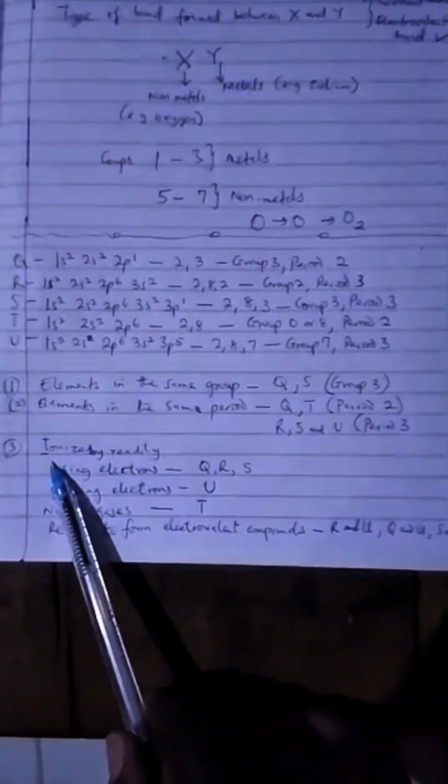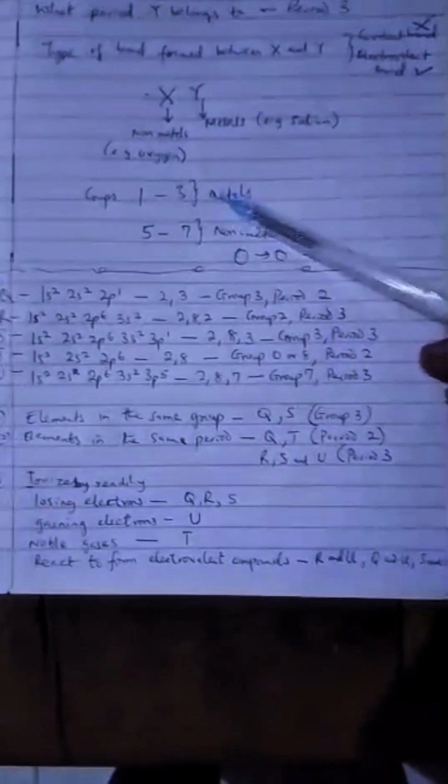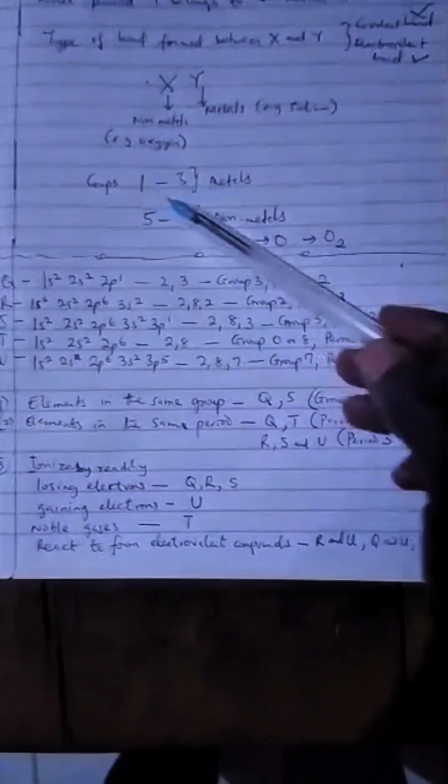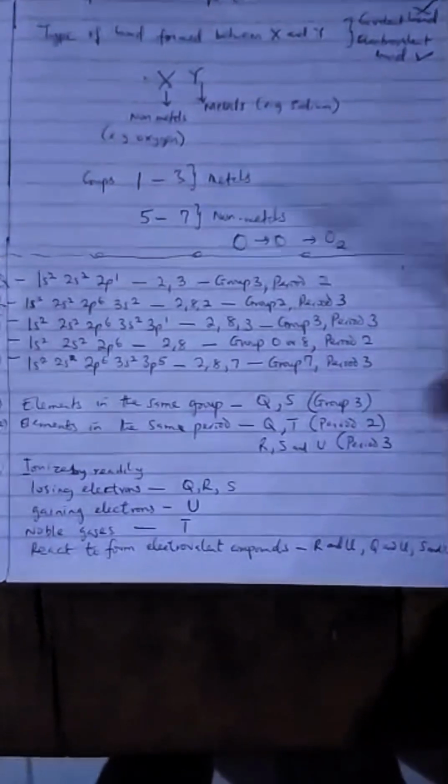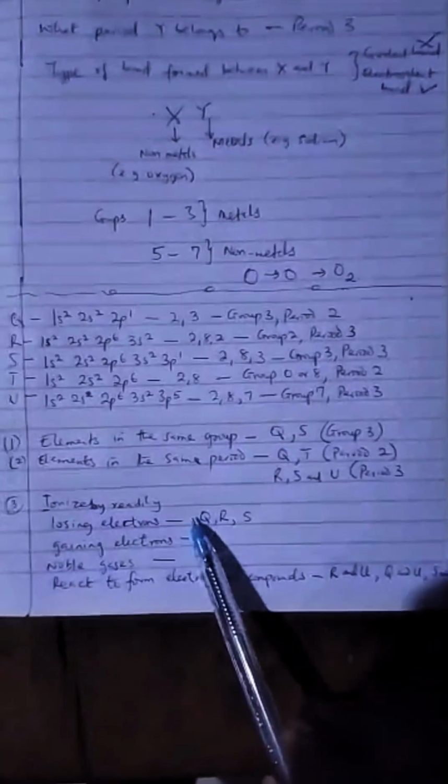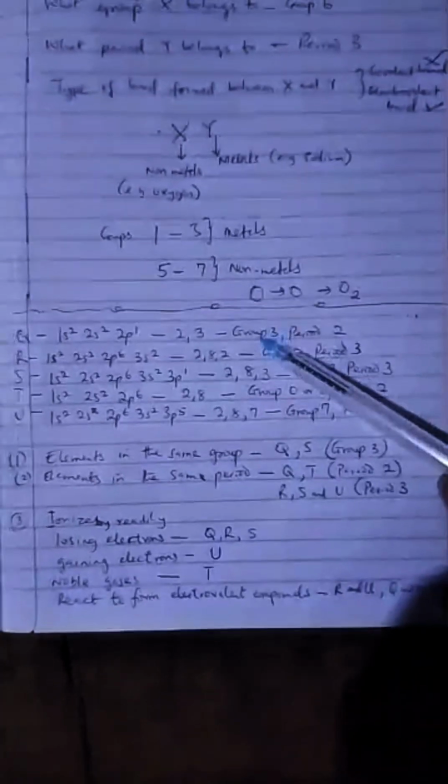Now we ask what elements ionize readily by losing electrons. Elements that ionize readily by losing electrons are the metals. Those are elements between groups 1 and 3. They ionize readily by losing electrons. It's easier for them to lose their valence electrons than to gain enough electrons to achieve the stable octet configuration. So the elements that ionize readily as metals are in groups between 1 and 3. So that is Q, R, S: Q, group 3, R, group 2, and S, group 3.